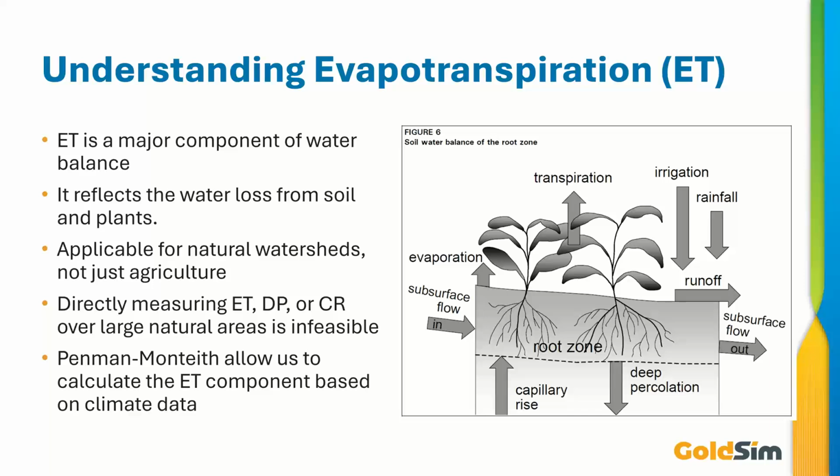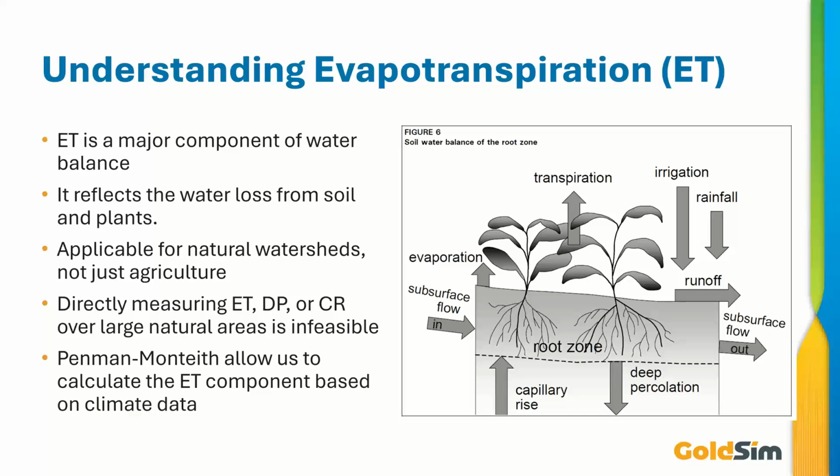So it essentially reflects all of the water loss from the soil and the plants. And you can see from this diagram that it's representing that part of the process. We have evaporation from the soil surface, and then we also have transpiration from essentially the leaves of the plant matter. And then in your whole water balance, you might have irrigation, you might not. So that could be an optional thing there. But you have rainfall that contributes, and then you might also have some subsurface inflow.